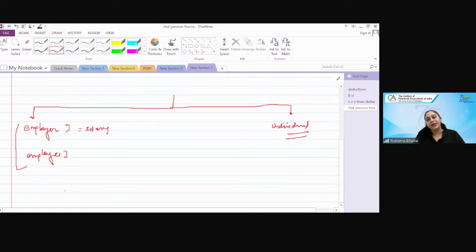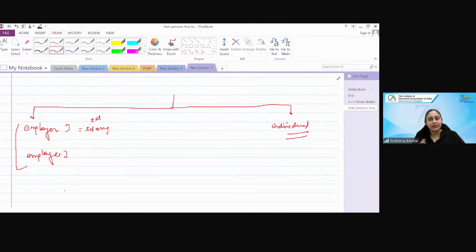Whenever the contribution is made, the first impact is salary. Why is it salary? Think of yourself as an assessee: any contribution which an employer makes to the funds or for the benefit of the employee is always salary as a perquisite. Then we see how much is taxed.